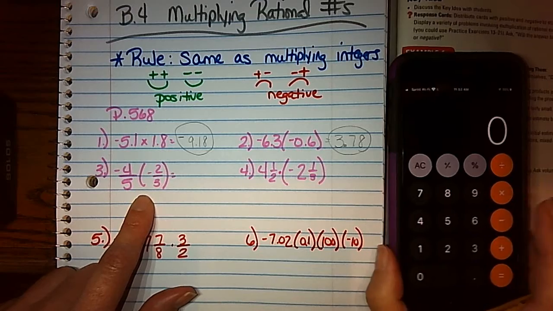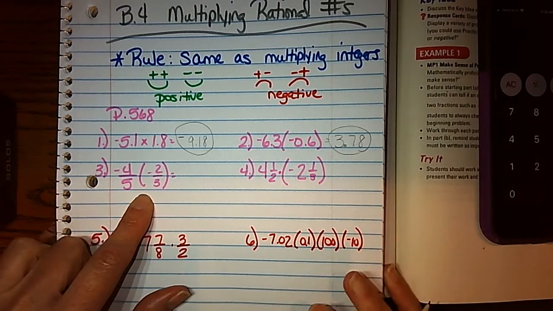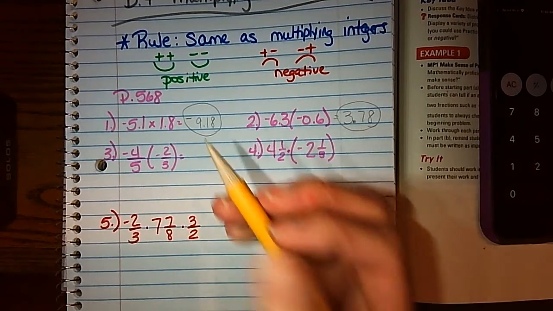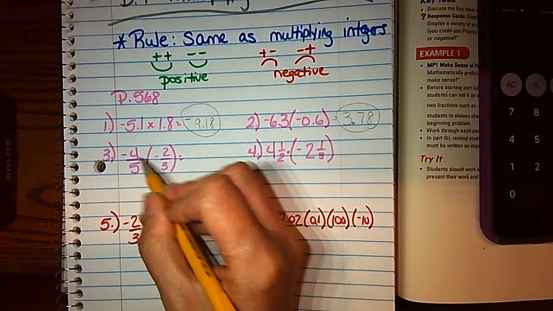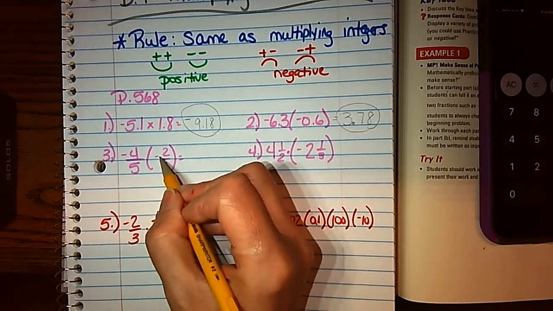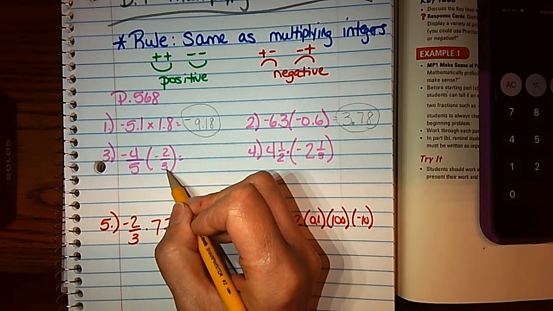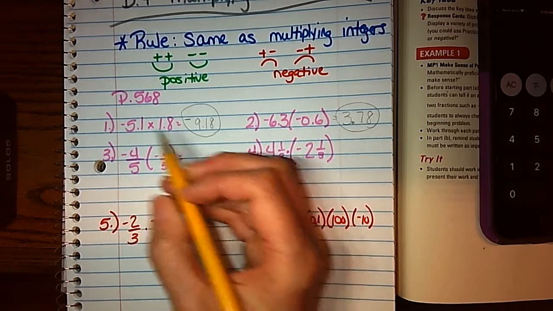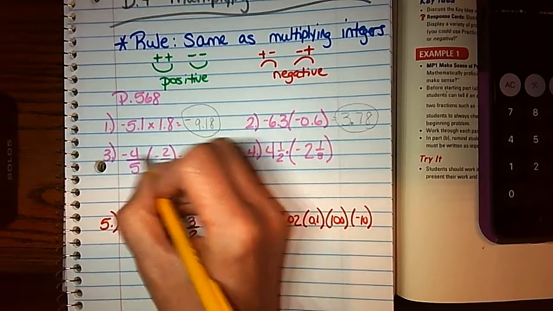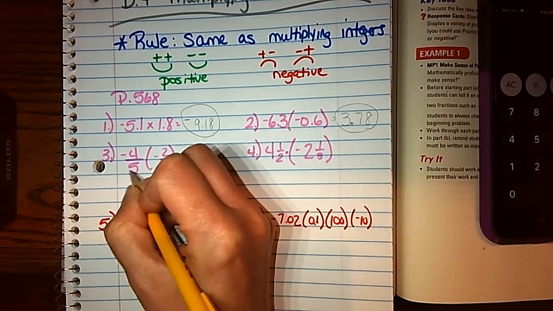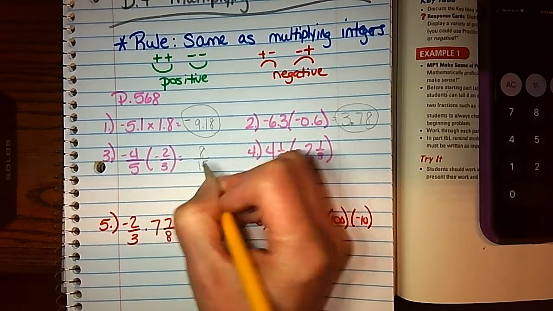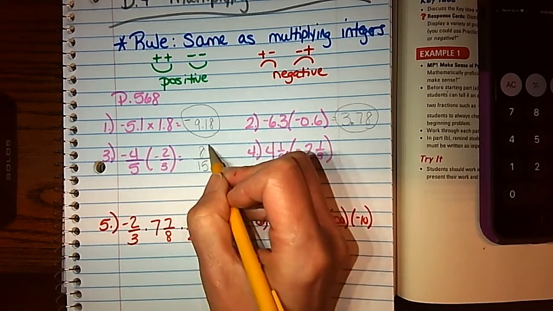Here we got fractions. Calculator's not going to work. So looking here, I have two negatives. I know my answer is going to become positive. I can't cross cancel anything, so I'm just going to multiply like normal. 4 times 2 is going to give me 8. 5 times 3 is going to give me 15. Two negatives make it a positive.